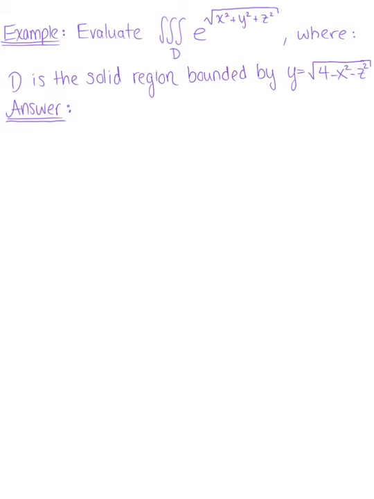Evaluate the triple integral over D of the natural exponential raised to the square root of x squared plus y squared plus z squared, where D is the solid region bounded by y is equal to the square root of 4 minus x squared minus z squared. So we want to consider our bounding region here first.